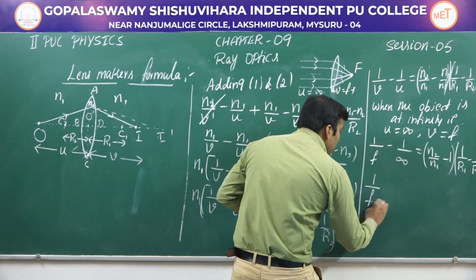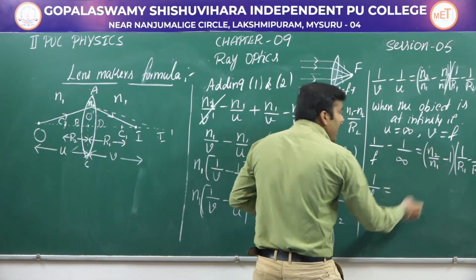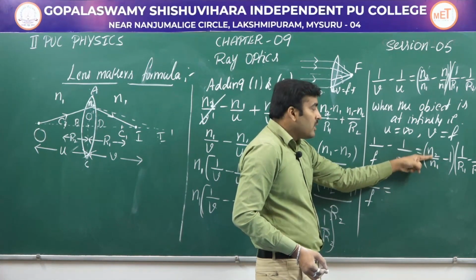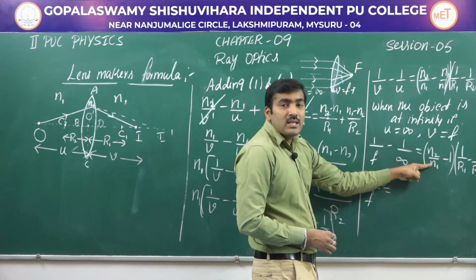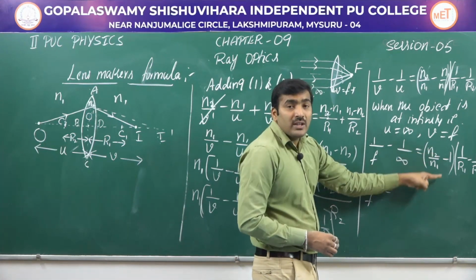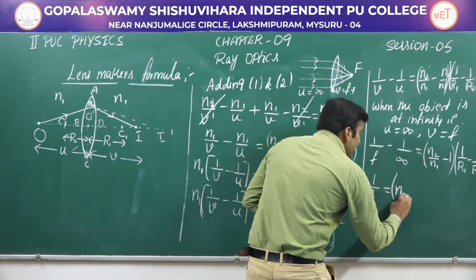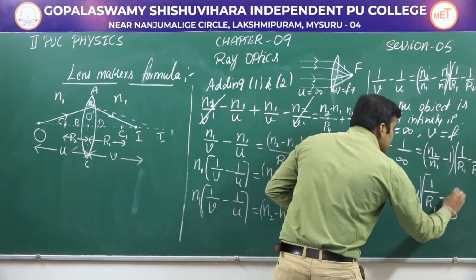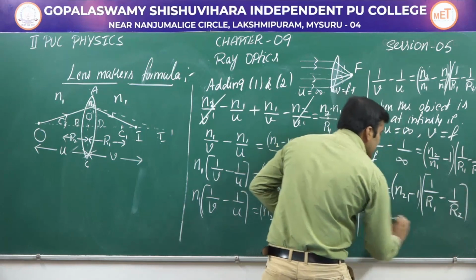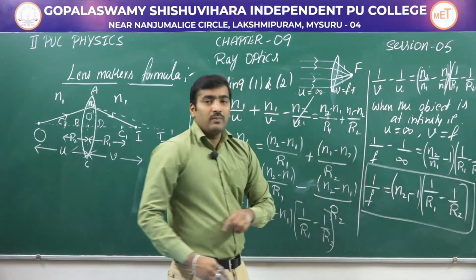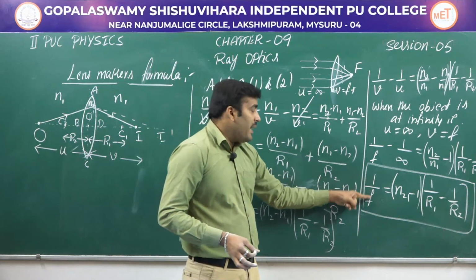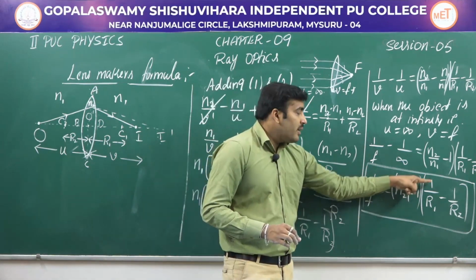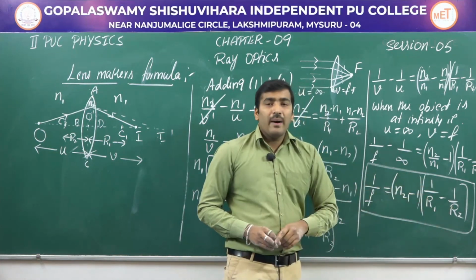What we will get is 1 by f is equal to N2 by N1, refractive index of medium 2 divided by refractive index of medium 1. This can be written as N21, which is the refractive index of medium 2 with respect to medium 1. So this is N21 minus 1 into 1 by R1 minus 1 by R2. This is the required expression. It is called the lens maker's formula. 1 by f is equal to N21 minus 1 into 1 by R1 minus 1 by R2.